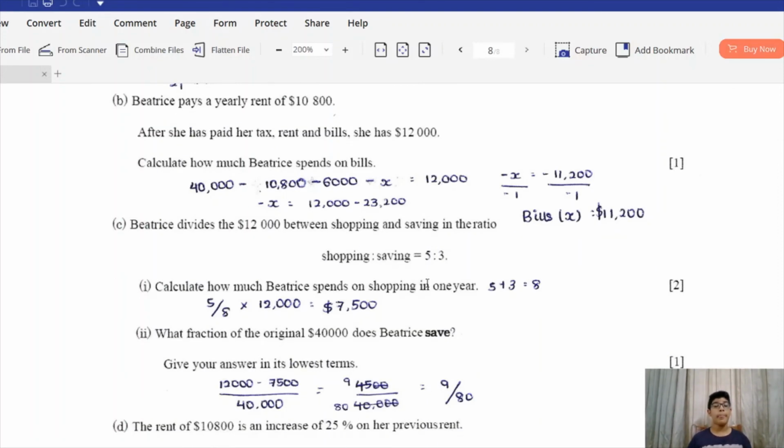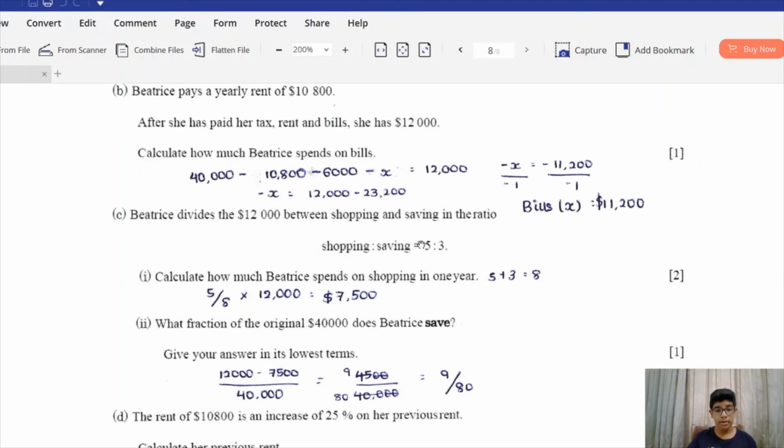So part C, Beatrice divides the $12,000 between shopping and saving in the ratio 5:3. Calculate how much Beatrice spends on shopping in 1 year. So she has this much for shopping and saving. So we're just going to take the ratio value for shopping, and we're going to take that over 8, which is the total of the two ratios, 5 plus 3, 8. So 5 over 8 is the fraction of the 12,000 that is spent on shopping. We're just going to take 5 over 8 multiplied by 12,000, and we should get $7,500. That's the amount Beatrice spends on shopping.